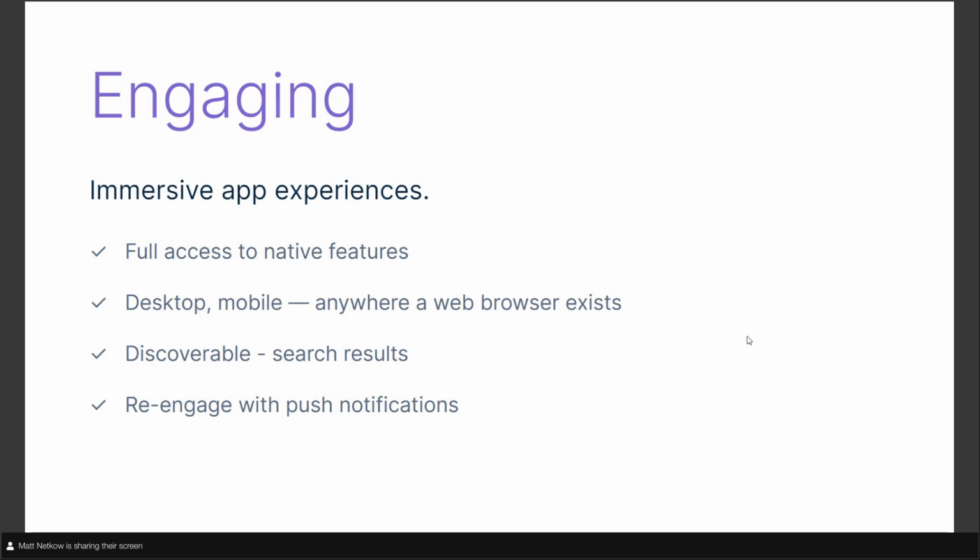Additionally, you have the benefit with a PWA of reach. You've got building apps that run on desktop, mobile, basically anywhere a web browser exists, which, let's face it, is everywhere today. So you have that ability to build one experience and leverage it everywhere and meet your users essentially where they're at. Additionally, of course, through search engines, you have that discoverability. Again, you have search results and ability to just launch your user into your experience when they find you organically. And again, re-engage them with push notifications and other techniques to keep them coming back to your app.